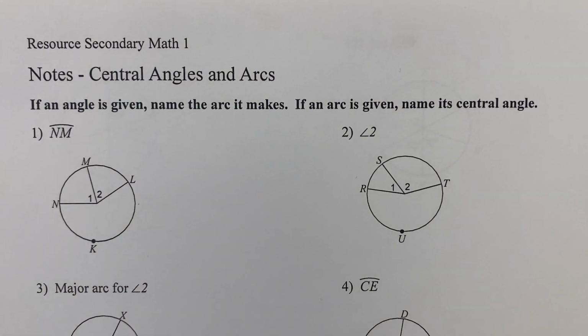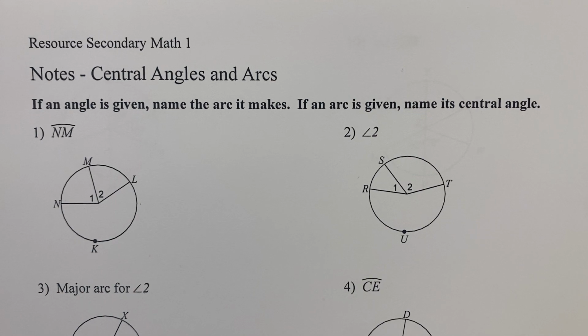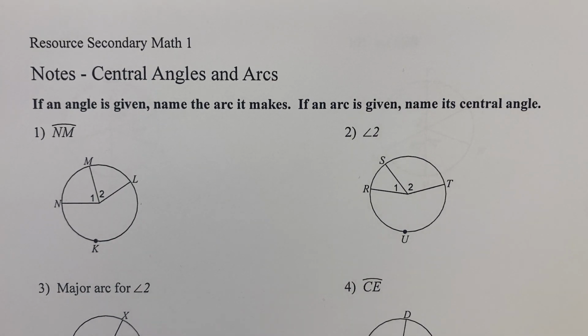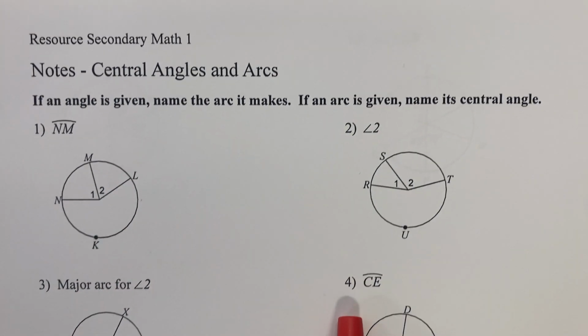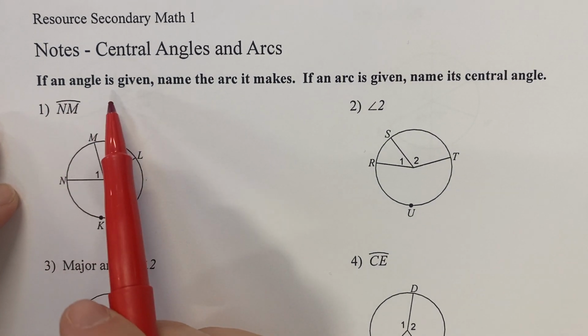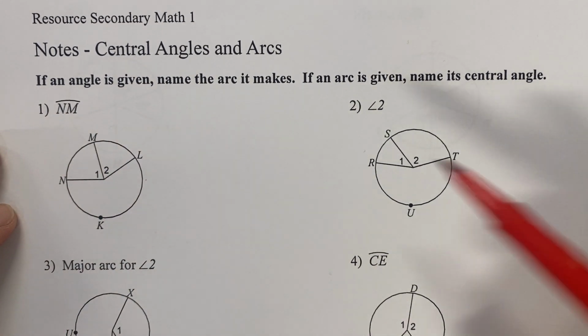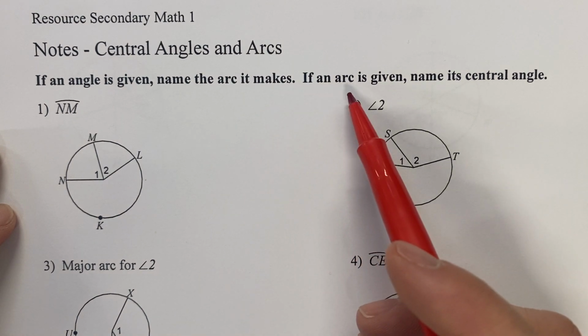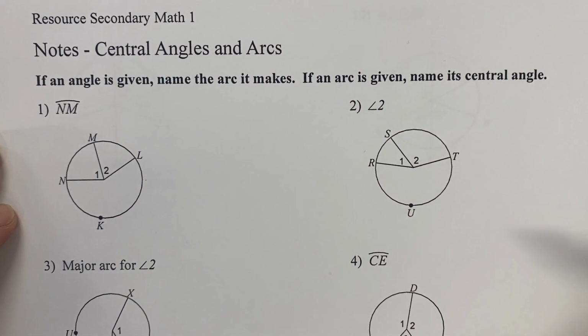All right, we are moving into our unit on circles. We are talking about angles, central angles, and the arcs that they make. These might be new terms that you haven't heard before, but it's actually pretty simple. For numbers 1 through 4, it's asking us, if an angle is given, name the arc that it makes. If an arc is given, name its central angle.